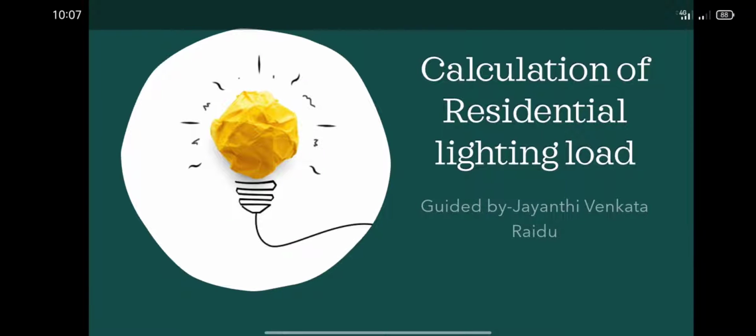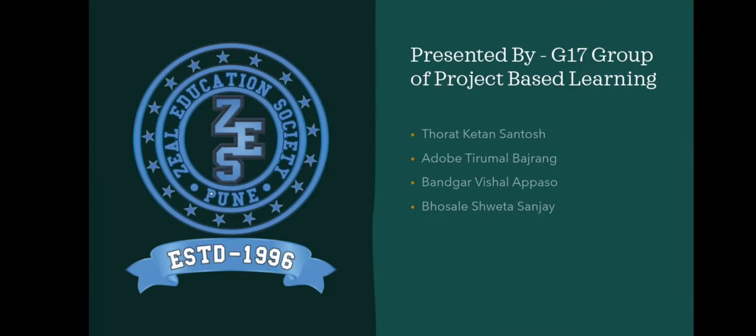I am in the second year of electrical engineering at Zeal College of Engineering and Research, Narhe, Pune. I am going to talk on calculation of residential lighting load, guided by Jayanti Venkataraydu sir. Presented by G17 Group of Project Based Learning. The members are Thorat Ketan Santosh, Adode Tirumal Bajrang, Bandargar Vishala Paso, Bosle Shweta Sanjay.